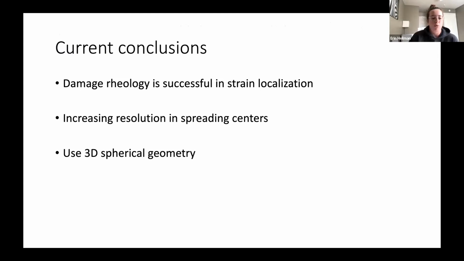Some things moving forward would be to increase the resolution in spreading centers so that we can hopefully see a stronger delineation of what's happening there, as well as moving on to using a 3D spherical geometry to try and see if that sphericity does have an overall effect on transform fault formation, like we think it might. So thank you.